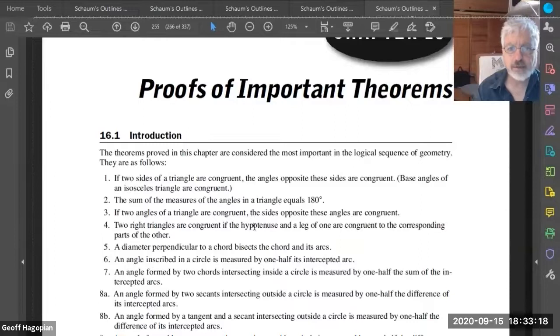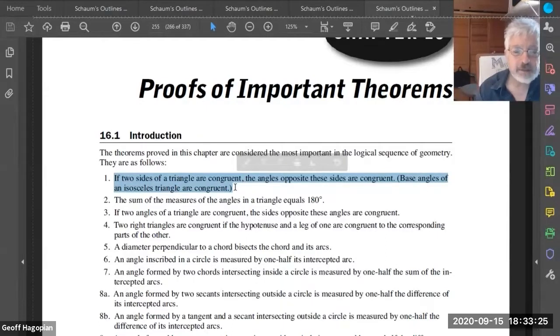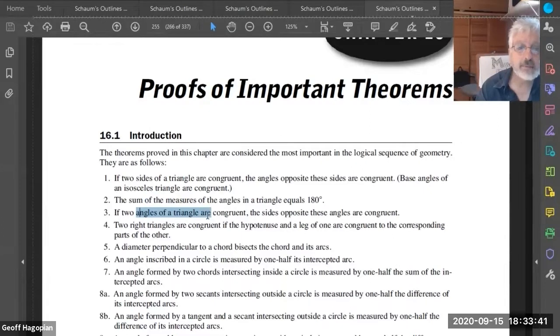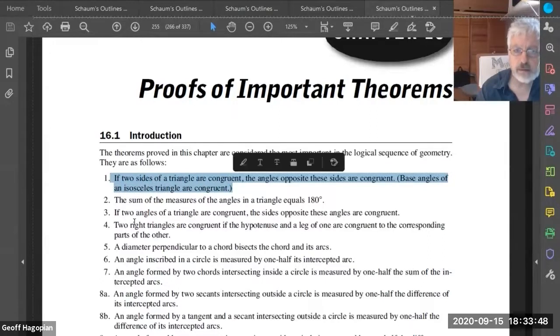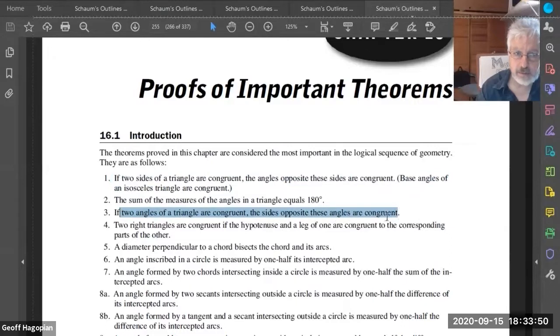The base angles of an isosceles triangle are congruent. Oh, well, this is the Pons Asinorum, right? The Pons Asinorum is the Latin phrase for the bridge of asses. Two angles of a triangle are congruent, then the sides opposite those angles are congruent. So that's the converse of the first one here, right? If the sides are congruent, then the angles opposite the sides are congruent. And if the angles are congruent, then the sides opposite those angles are congruent.